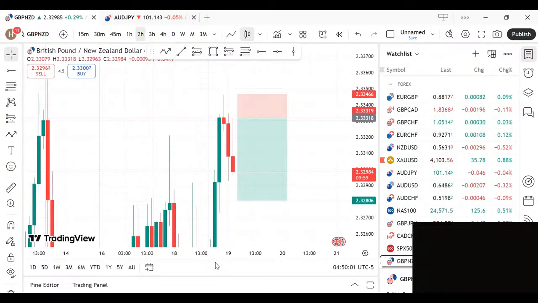EUR/AUD is paining me. Why did this trade just leave me like this? This is wickedness. This is not good now. But that's this thing for you.